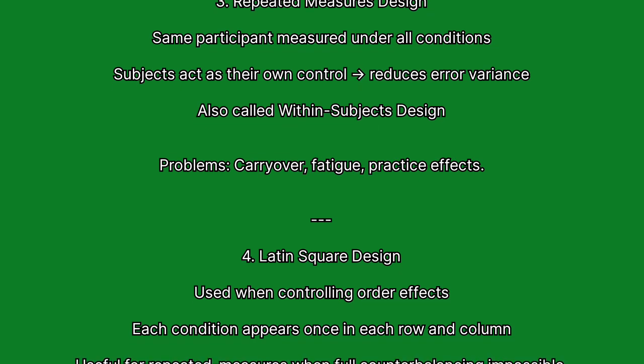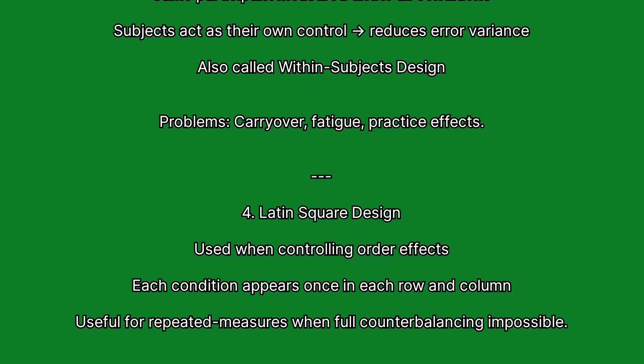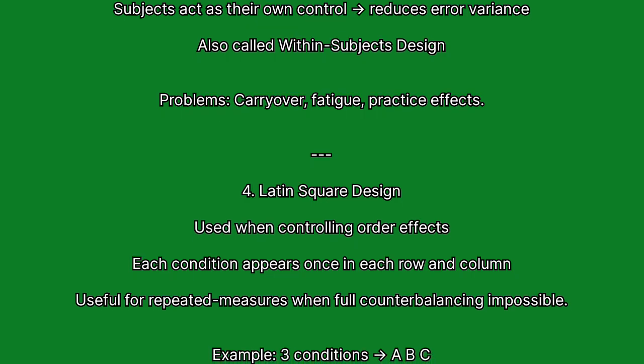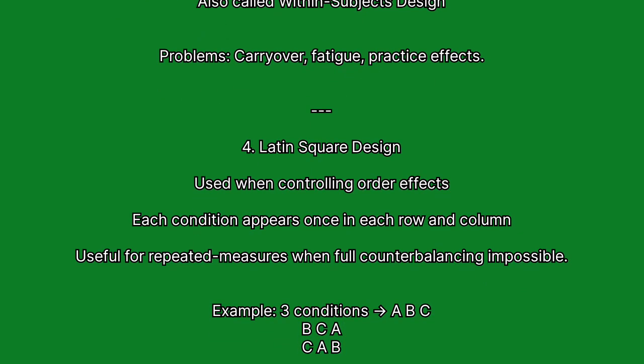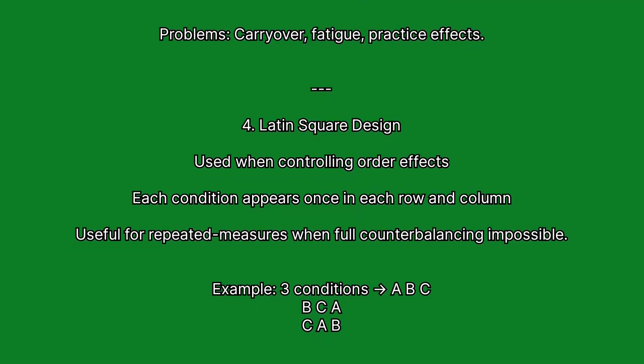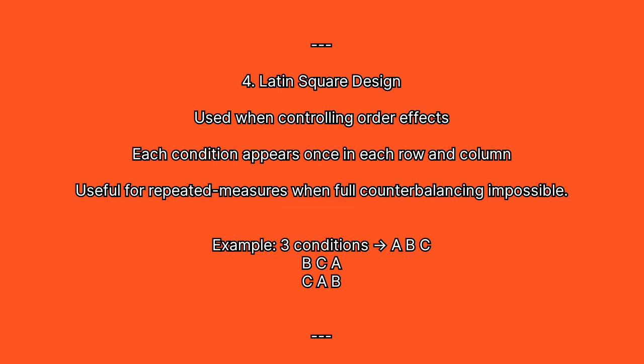The fourth one is Latin square design, used when controlling order effects. Each condition appears once in each row and column. Useful for repeated measures when full counterbalancing is impossible. For example, with three conditions: ABC, BCA, CAB.